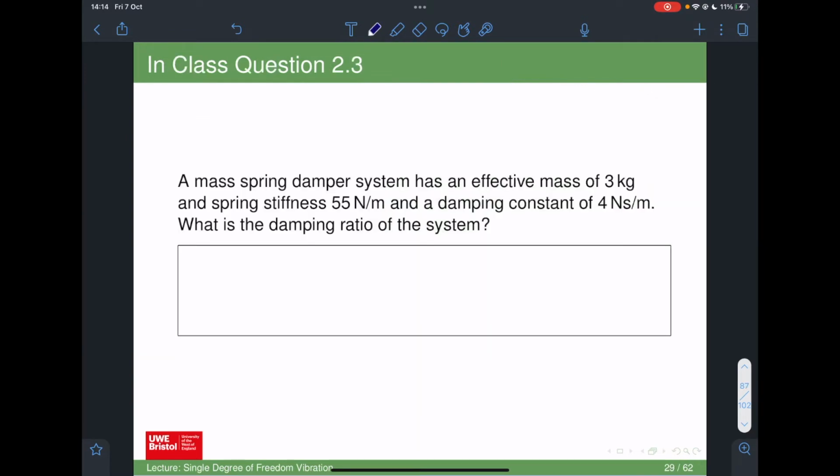So as we go, a mass spring damper system has an effective mass of 3 kilograms, a spring stiffness of 55 newtons per metre and a damping coefficient of 4 newton seconds per metre. What's the damping ratio?